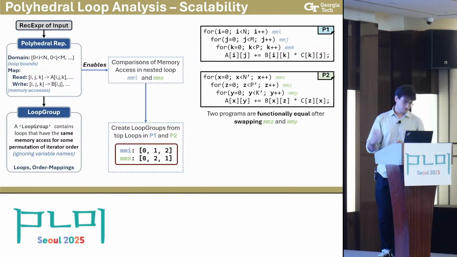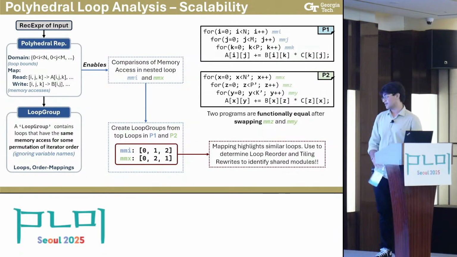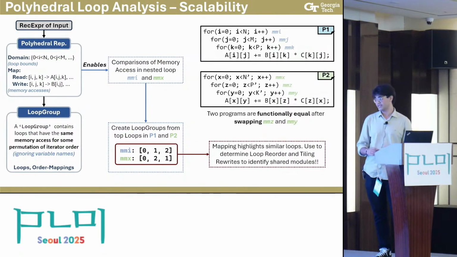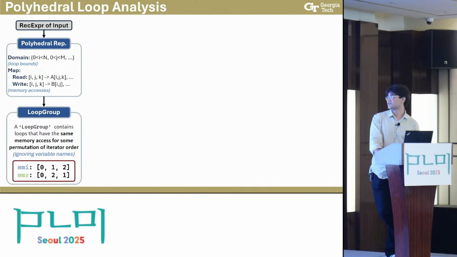MMI in this case was the first loop, so it's kind of identity. But then MMX highlights that you need to swap loops 2 and 1. And this mapping is exactly the reorder we need to match these two loops. It also highlights which loop depths match. And therefore, we're going to search for tilings over these matched loop depths, as this would suggest there could be a common function here that we might want to take advantage of.